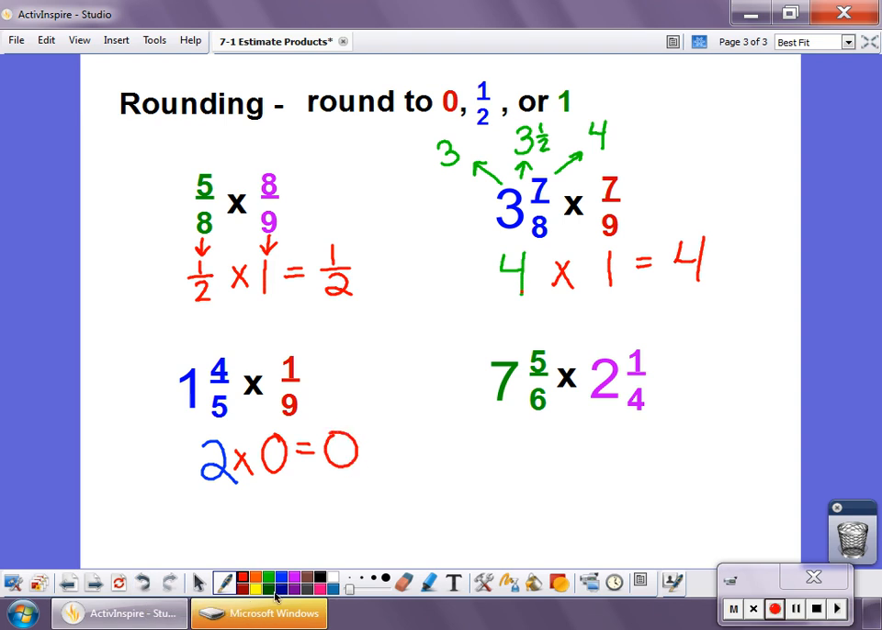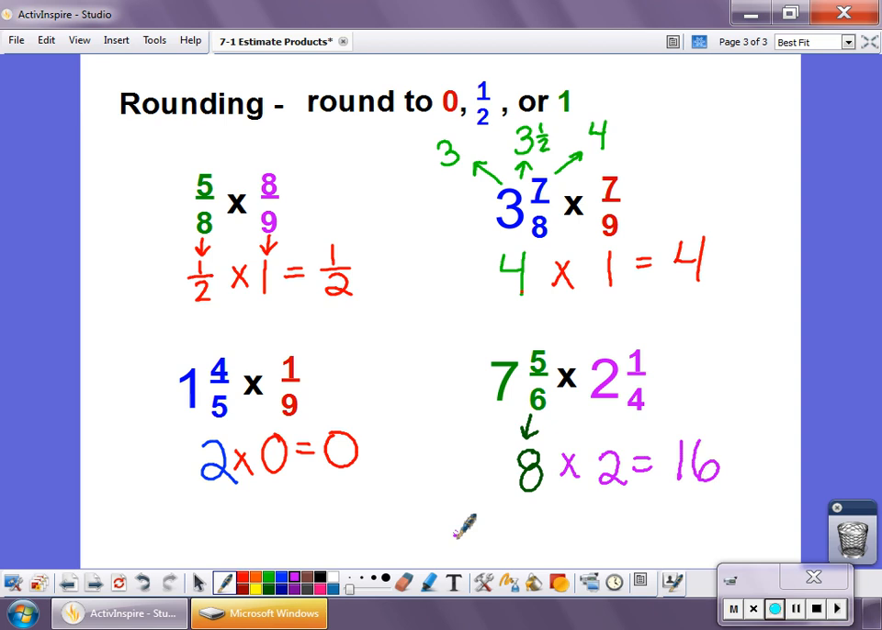All right, one more problem to look at. 7 5/6. 5/6 is almost a whole, so we're going to round that to 8. 2 1/4. 1/4 is kind of small, so we're going to round that down to 2. And 8 times 2 would be 16.